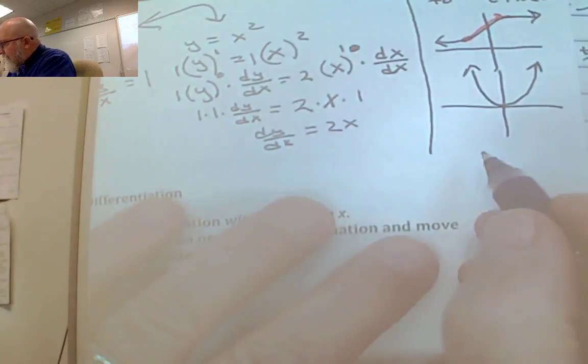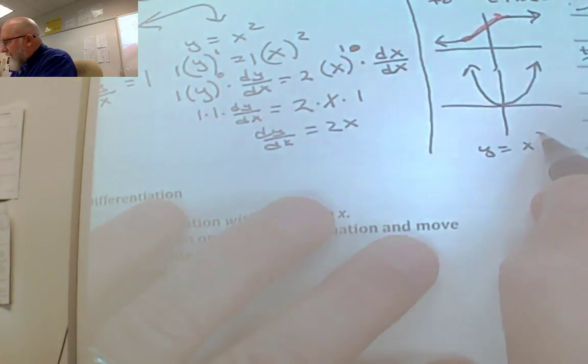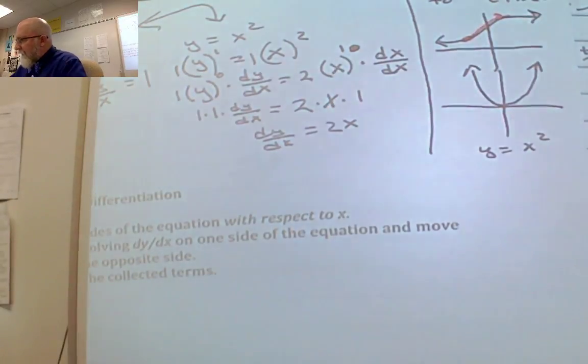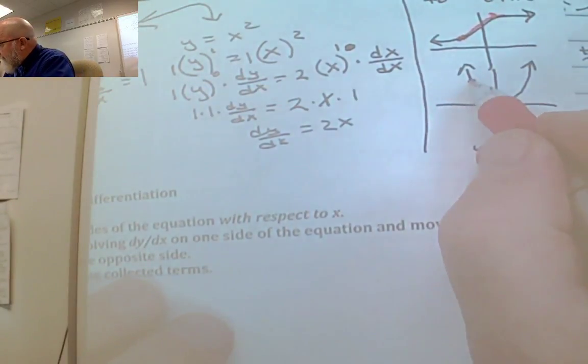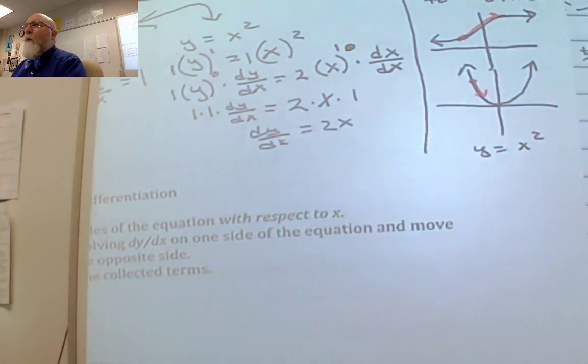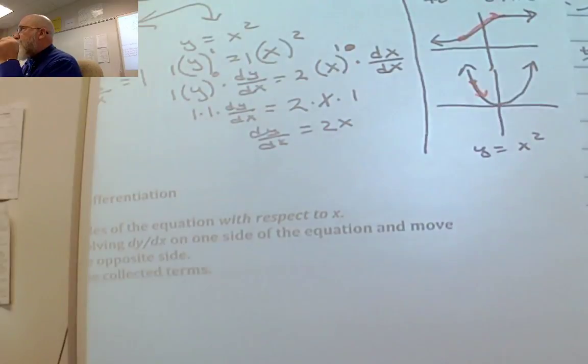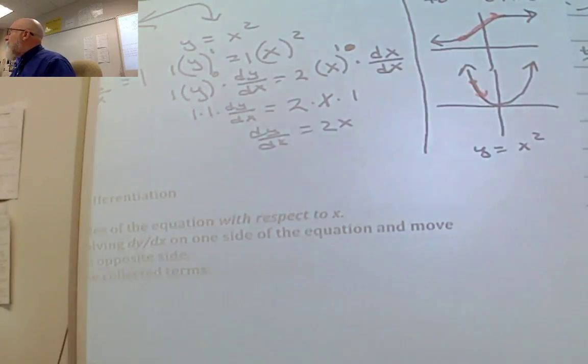And this is the equation y equals x squared. If I start here and I go down, would you agree that y is going down faster than x is going to the right? Would you agree with that?